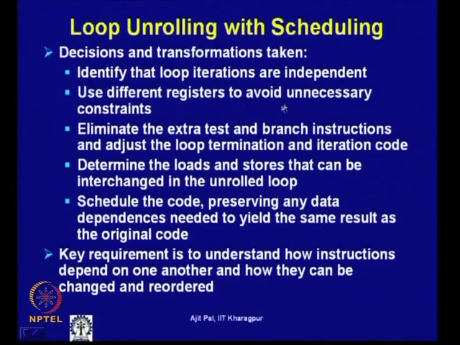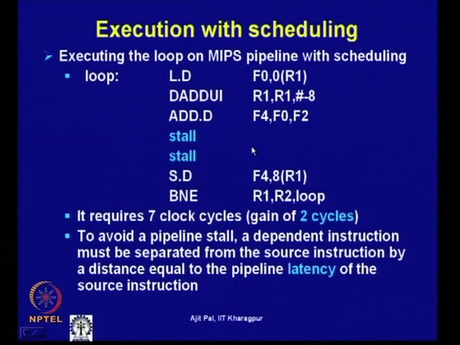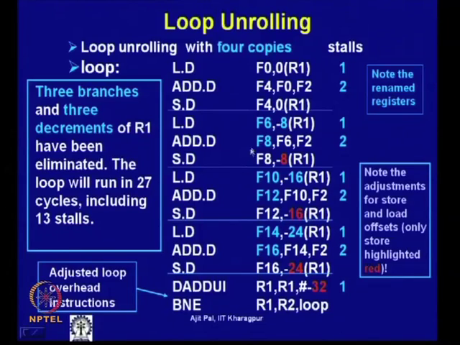Second is to use different registers to avoid unnecessary dependencies. We have seen in our original program we have used very few registers, R1, R4 and R2. Only these three registers were being used in our original program, but whenever we did loop unrolling, we have seen we have used a large number of registers. We have used not only the floating point registers F2 and F4, we have also used a number of other registers, F6, F8, F10, F12, F14 and F16, which were not used earlier. All these registers were not used earlier.